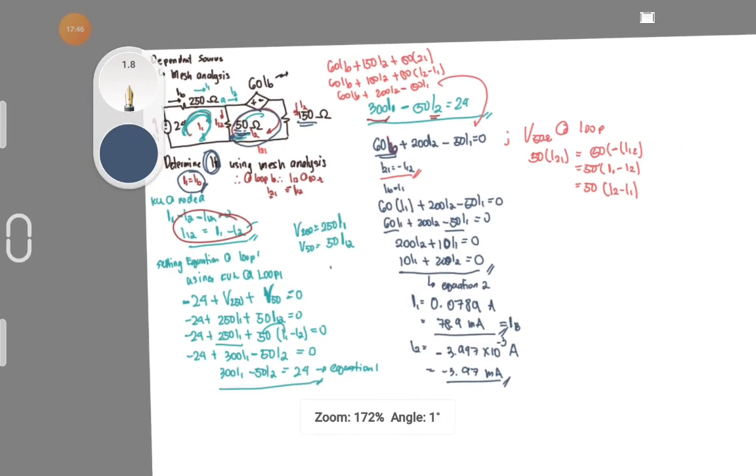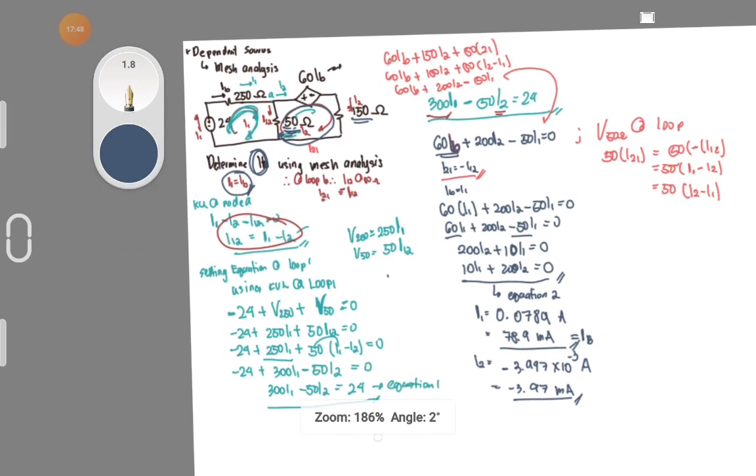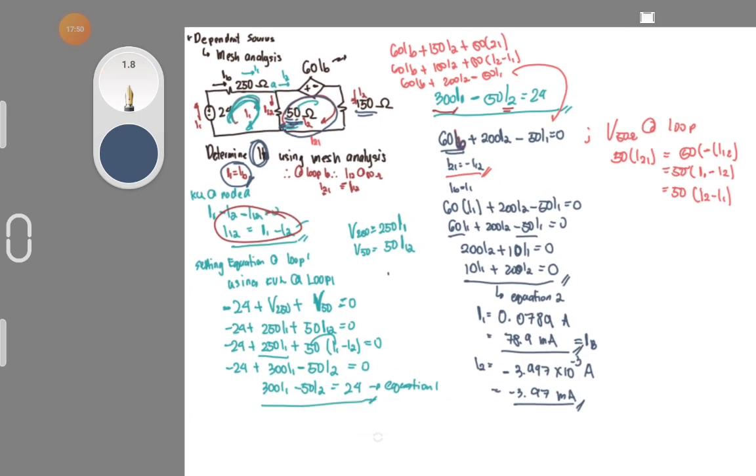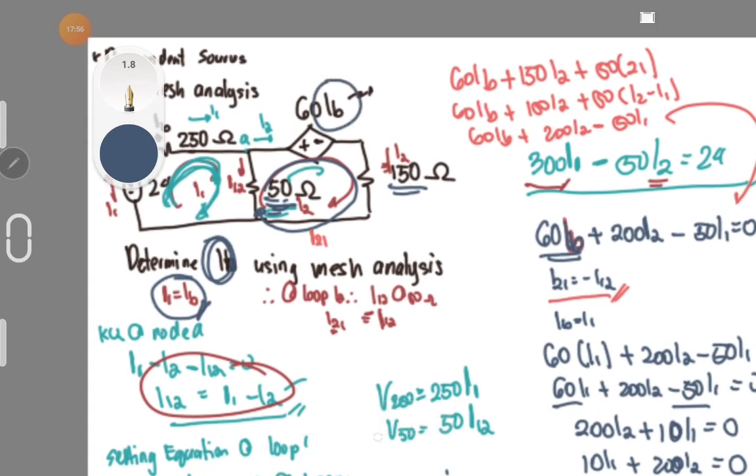Okay, so that is our solution for a dependent source. Take note, that is a dependent voltage source because it is dependent on current.